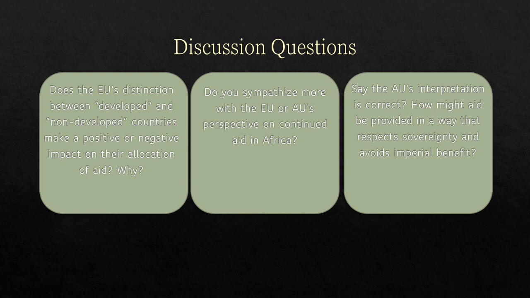So I then have a couple discussion questions. Does the EU's distinction between developed and non-developed countries make a positive or negative impact on their allocation of aid, and why? Do you sympathize more with the EU or AU's perspective on continued aid in Africa? And say the AU's interpretation is correct, how might aid be provided in a way that respects sovereignty and avoids imperial benefit?